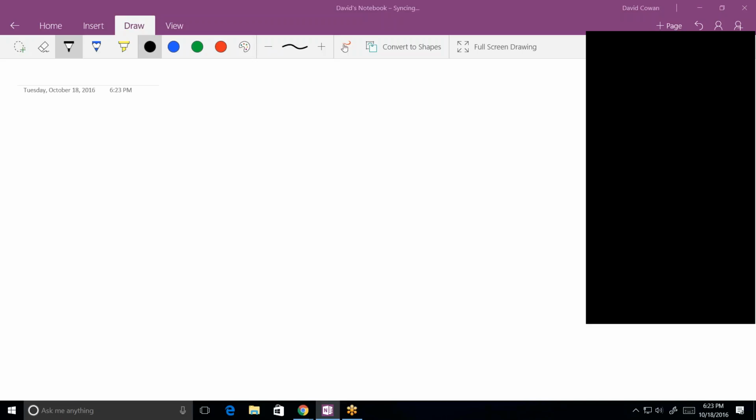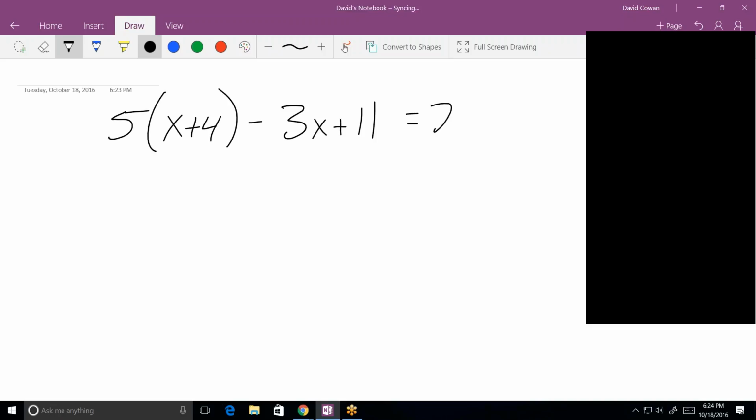All right. So it's 5, and then in parentheses, x plus 4. And then end parentheses. Yeah, and then minus 3x plus 11, in parentheses. Nope, that's good. Okay. And then equals 2, and in parentheses, 3x minus 5.